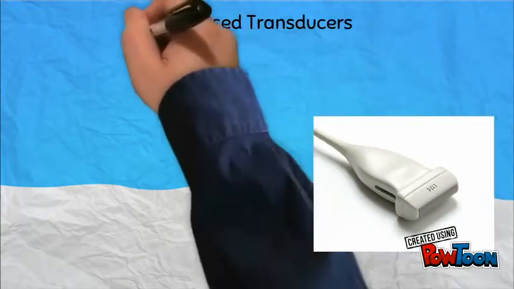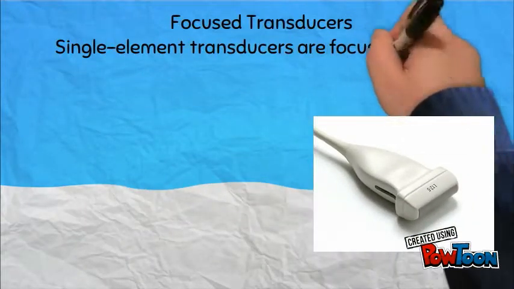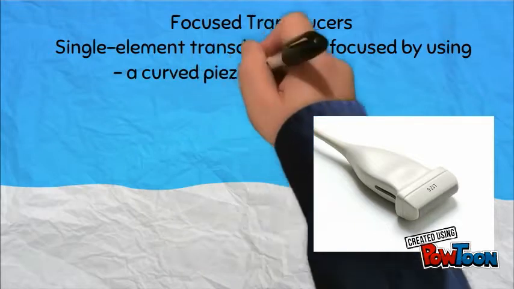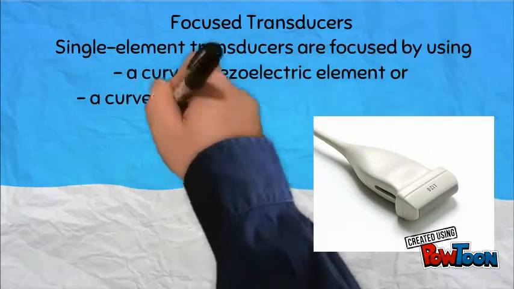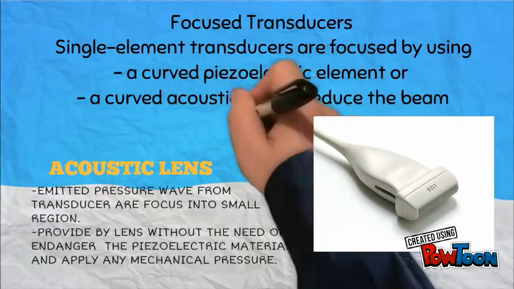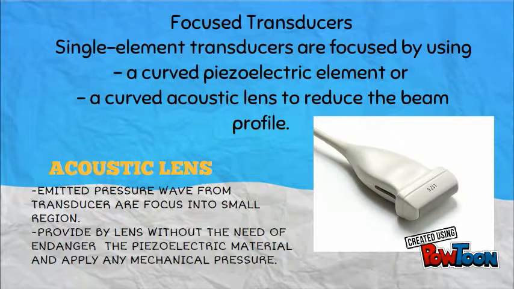Single element transducers are focused by using a curved piezoelectric element or a curved acoustic lens to reduce the beam profile. With an acoustic lens, the emitted pressure wave from the transducer is focused into a small region provided by the lens, without the need to endanger the piezoelectric material or apply any mechanical pressure.